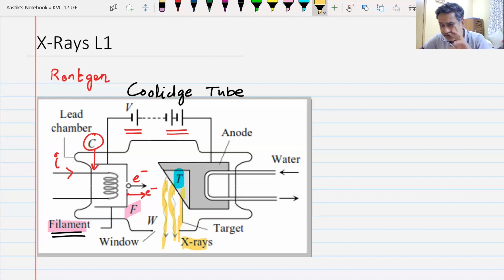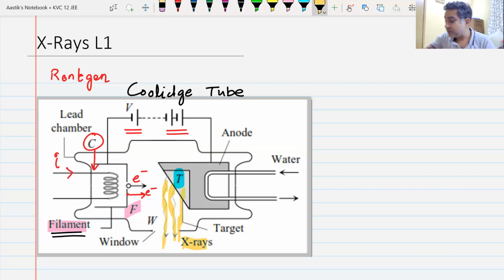So if I look at it, it is actually sort of the reverse of the photoelectric effect. In photoelectric effect, light was hitting and electrons were going out. Here electrons are coming in and radiations are getting out. In photoelectric effect, radiation was falling on a metal. Here, radiations are emitted by the metal. These radiations are known as X-rays. Do we understand this?